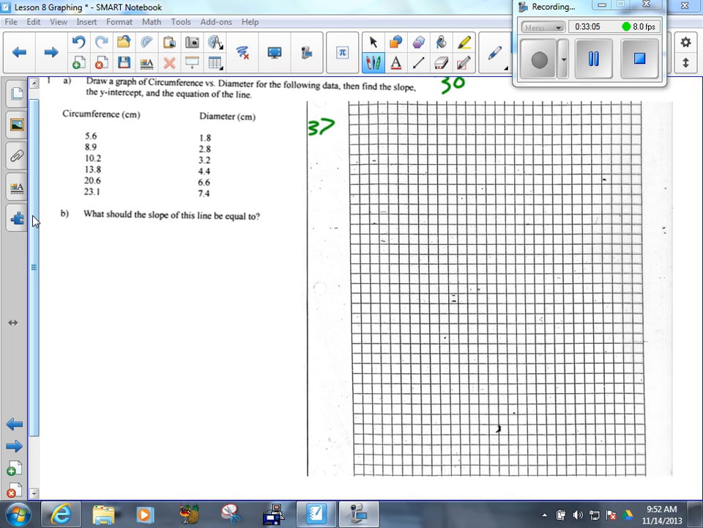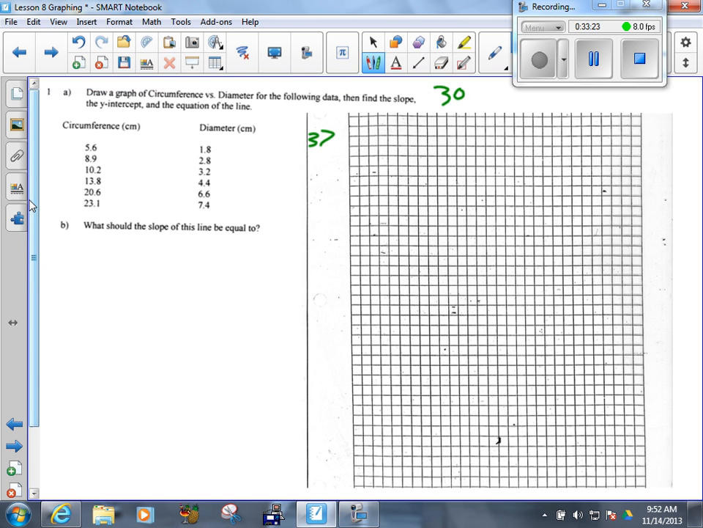On my piece of graph paper, you'll have to count on yours because you've got different graph paper than mine, I've got 30 lines across and 37 up. I need to determine my scale. First off, I can probably put my labels on before I do that. So let's put a title and labels on here: how circles grow.